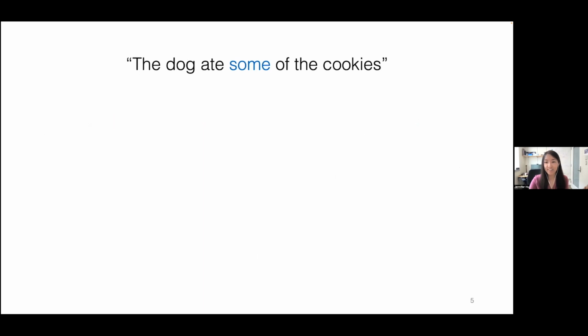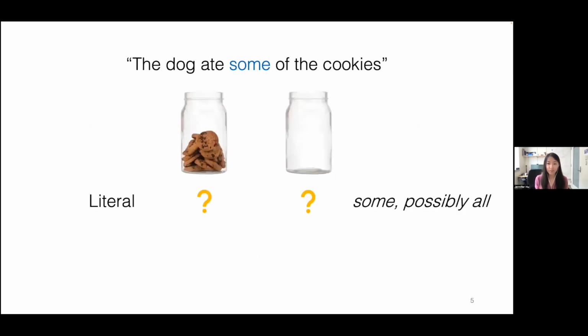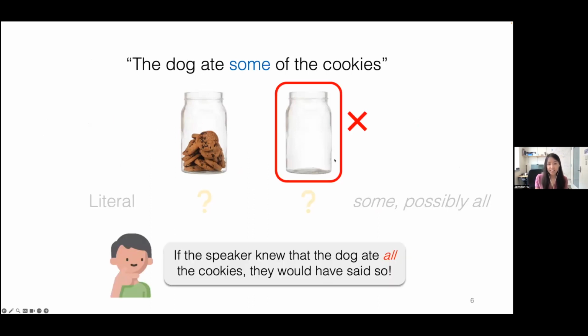Let's say your friend says the dog ate some of the cookies. In a strictly literal or logical sense, there are two potential meanings that are compatible with this utterance. So one possibility is that the dog ate some but not all of the cookies, which is shown like in this left jar here. And the other possibility is that the dog ate all of the cookies. But as a listener, you're probably thinking that if the speaker had known that dog ate all the cookies, they would have used the word all instead of some.